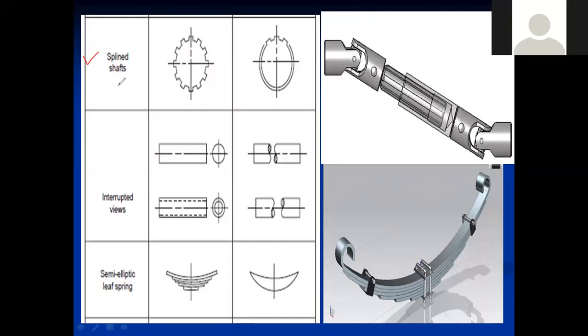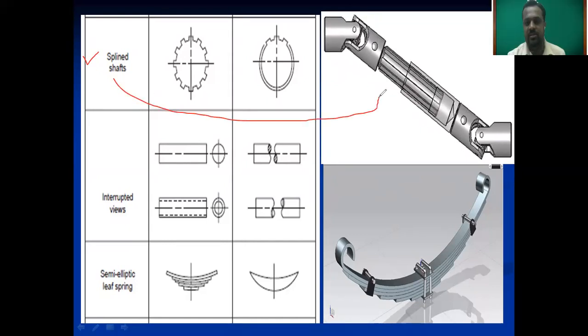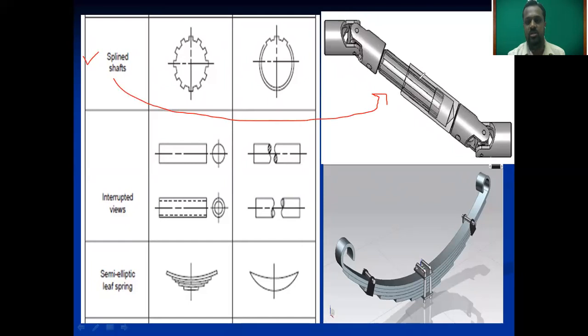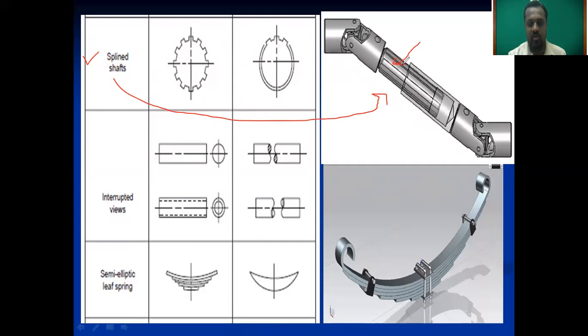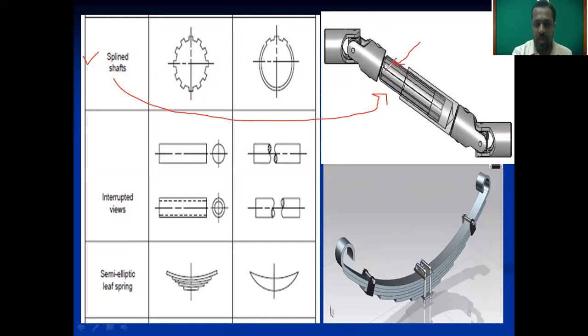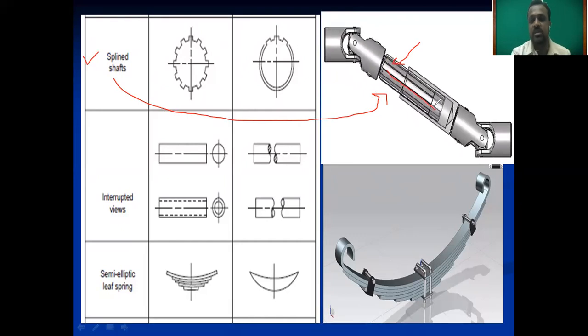Now see, this is the animation for the spline shafts. This portion is called the spline shaft. Now, what is the specialty of the spline shaft? We are providing splines like this on the surface of the shafts.